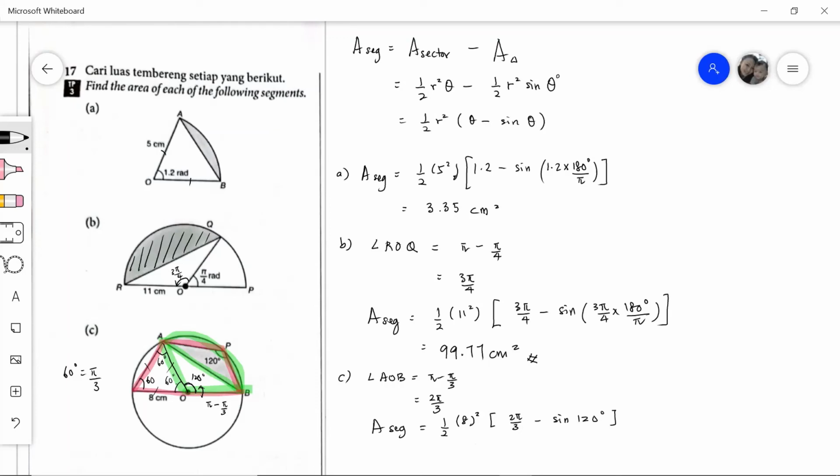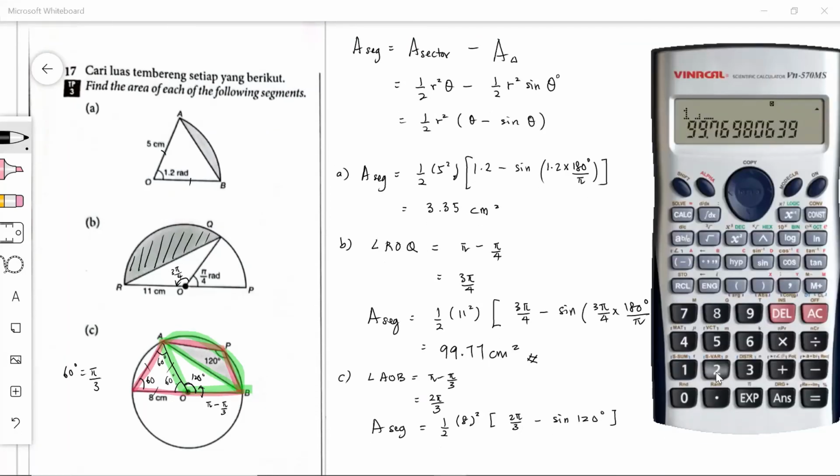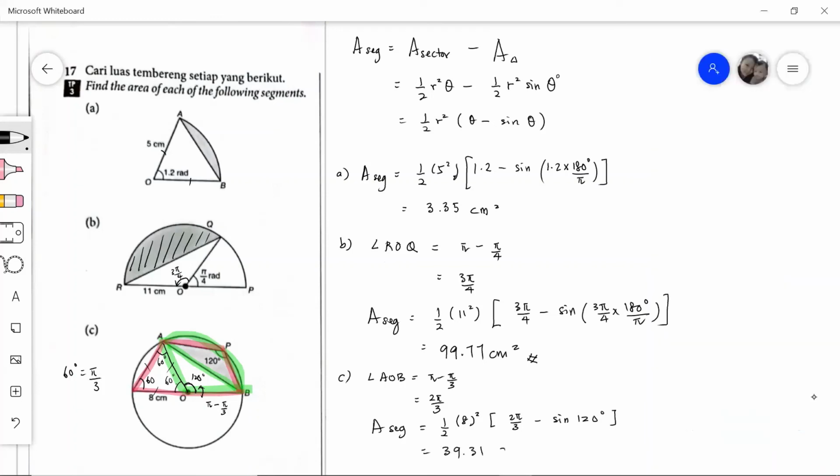So with the help of calculator, half times 8 squared, and then times 2 pi over 3, and then minus sine 120. Close bracket. So the answer is 39.31. So we have 39.31 cm squared. So that's it for question number 17.